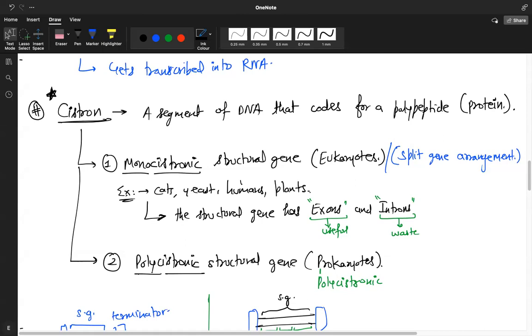Because RNA polymerase just copies the information. If your information is split, then it will be copied as split, right? So the RNA which will be transcribed also will have exons and introns. And I told you exons are useful and introns are waste, which means to make a mature mRNA which can directly be used by the ribosomes for protein synthesis, that only contains exons. All the introns have to be removed from it.